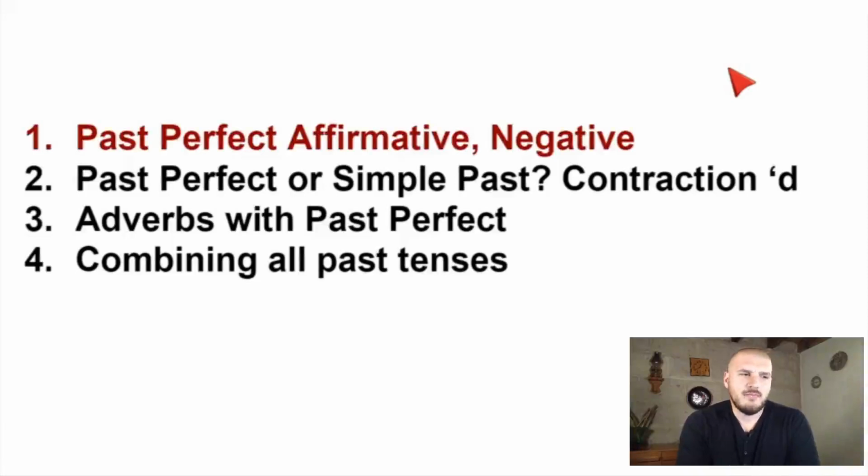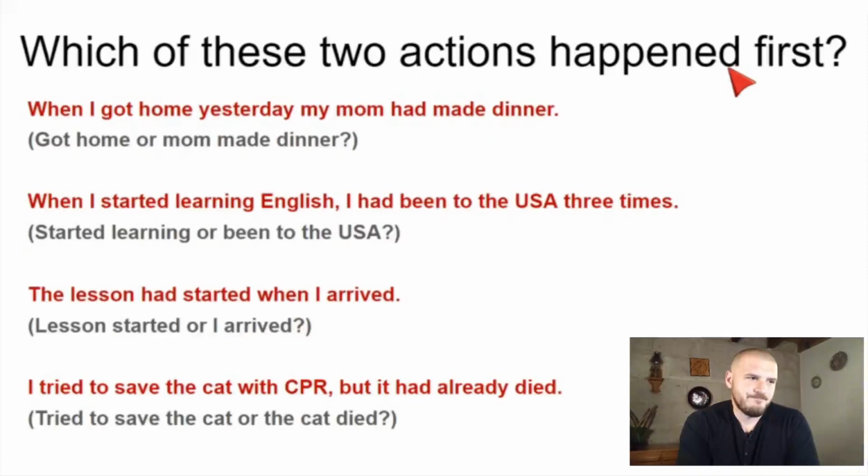What do I mean by the past perfect? Okay, so let's have a look. Which of these two actions happened first? So look at this sentence here. When I got home yesterday, my mum had made dinner. So both things happened in the past, but which one happened first? Got home or mum made dinner? What do you think? Mum made dinner is the first thing that happened, okay? I'll explain in a moment.